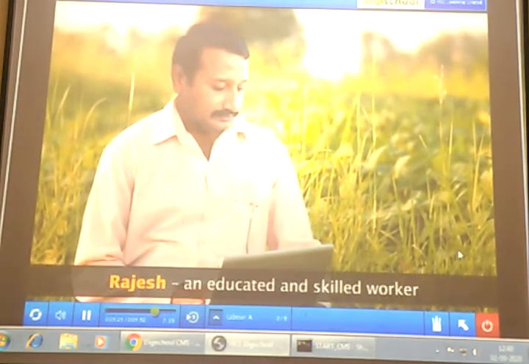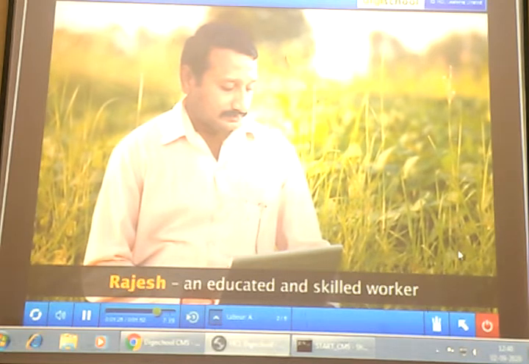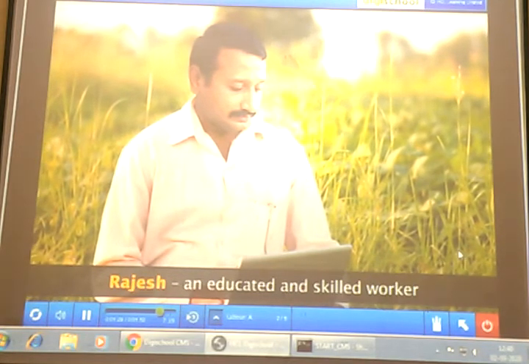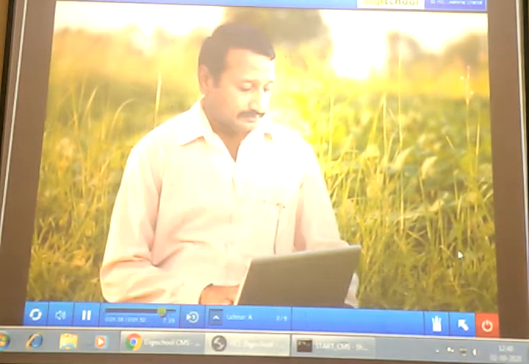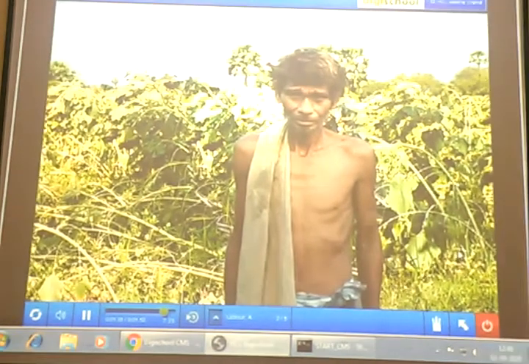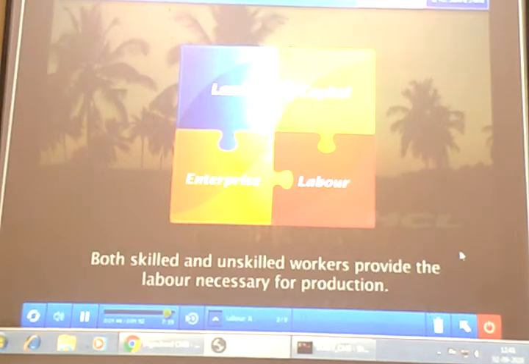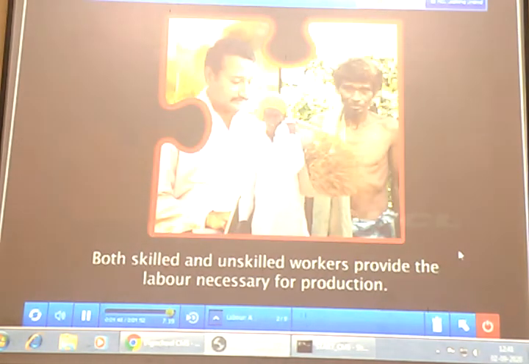Rajesh is an educated worker and has certain skills to carry out his work. He coordinates the farming activity such as procuring the required raw material and labor, as well as keeping accounts. On the other hand, Vinod is an unskilled laborer doing manual work. So laborers may be skilled or unskilled. However, each kind of worker provides the labor necessary for production.